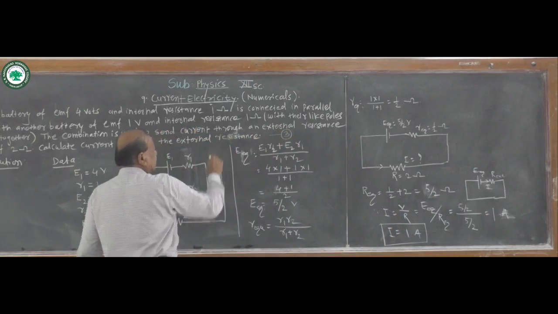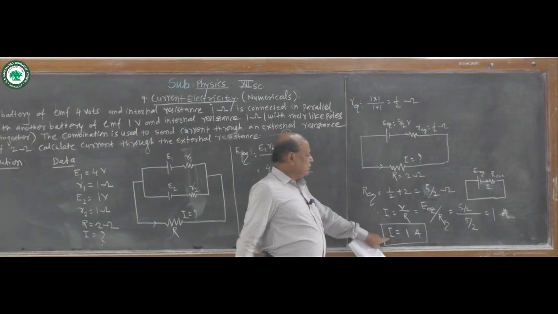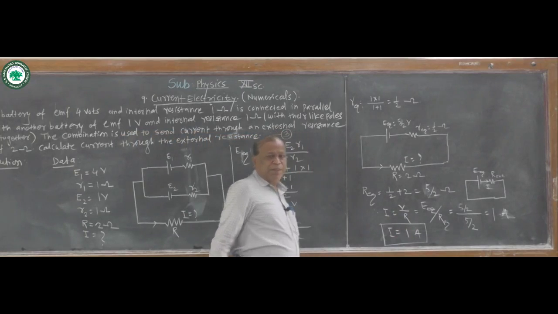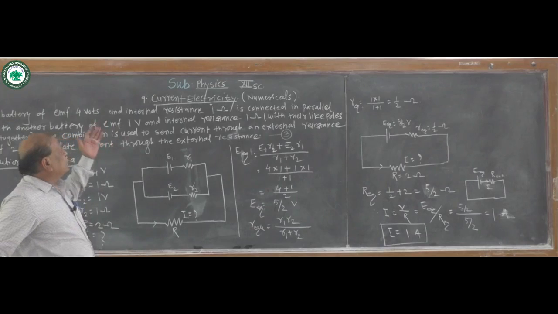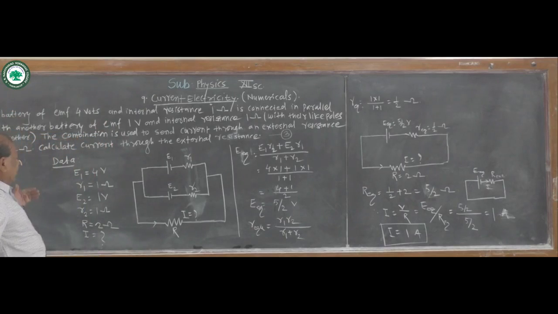Current through the external resistance is 1 ampere. In this way, we can solve this problem number 1 here.